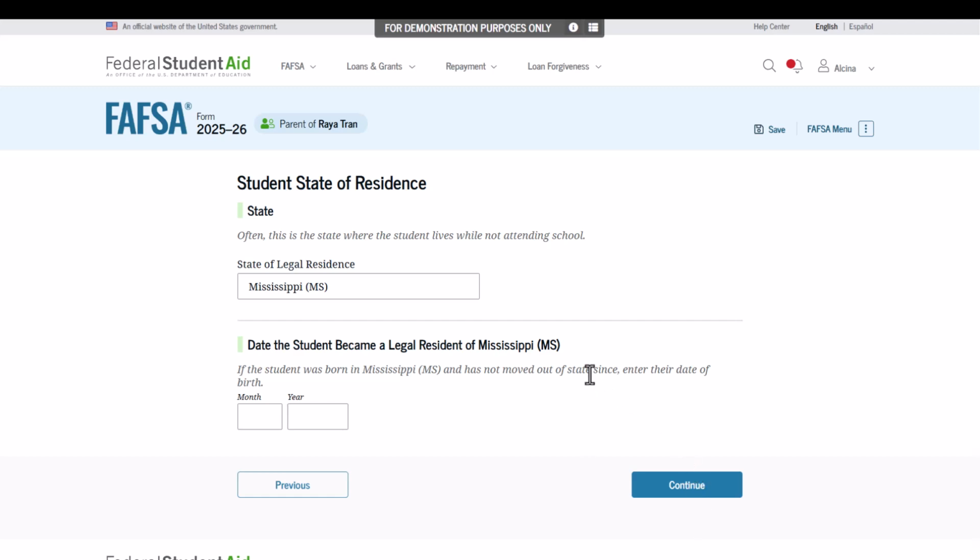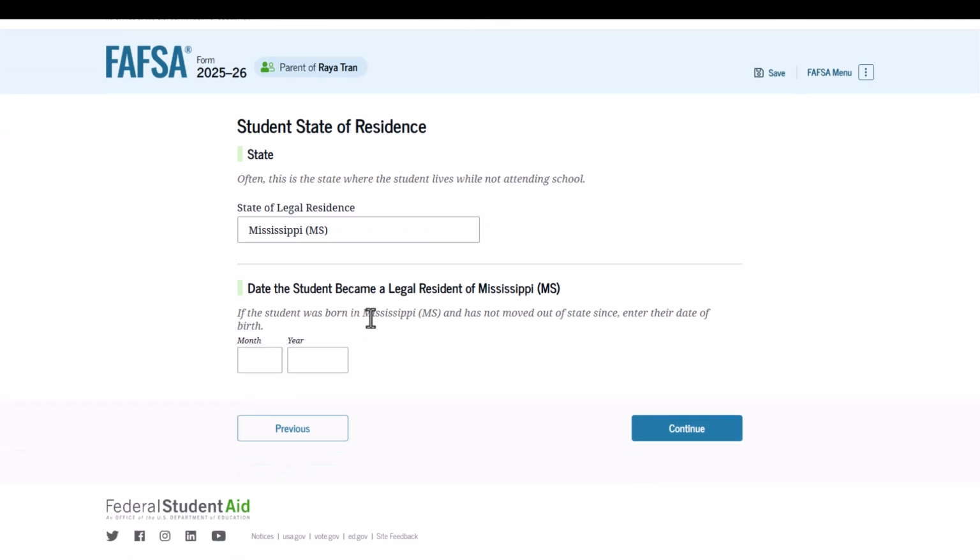You will then be brought to the page where you need to enter in the student's state of legal residence. So we have Mississippi entered here, but we also need to enter in the date the student became a legal resident of Mississippi. So for month and year, if the student was born in Mississippi, we're going to put the month and year they were born. If not, then just put the month and year they became a legal resident.